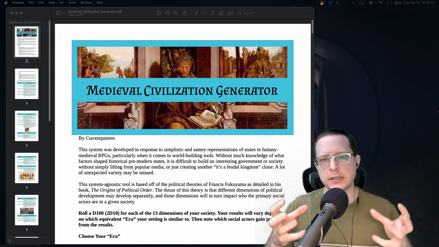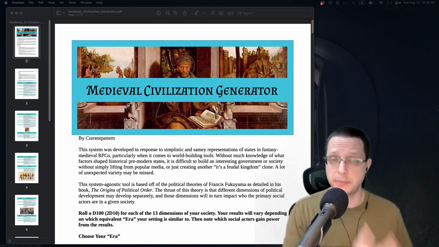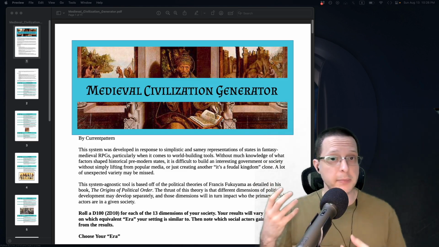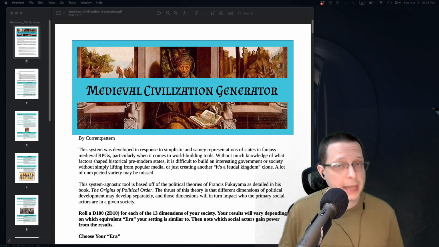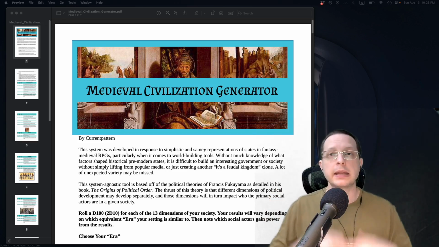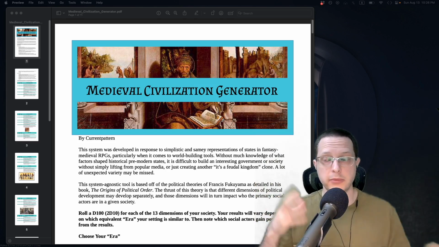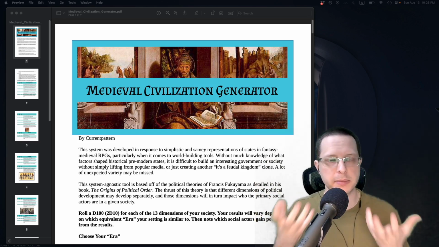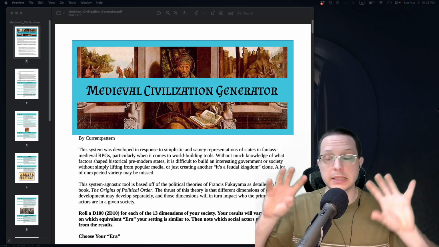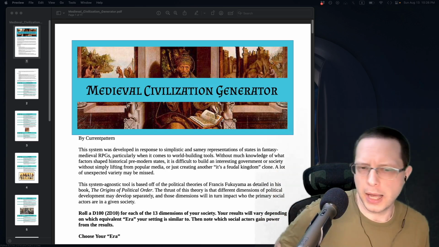Basically, this system relies on 13 different dimensions in an attempt to try to describe your particular society that you're looking at, and government, and in turn decides who in the society would probably be the holders of power, basically the keys to change, right?